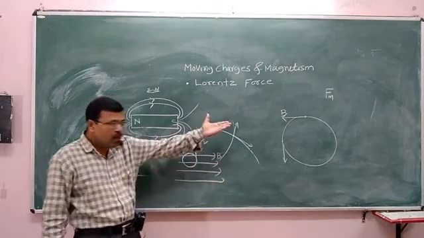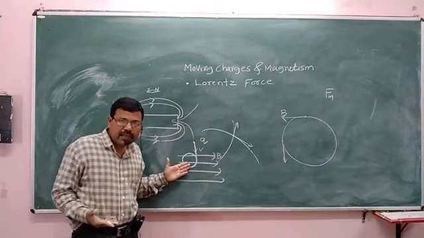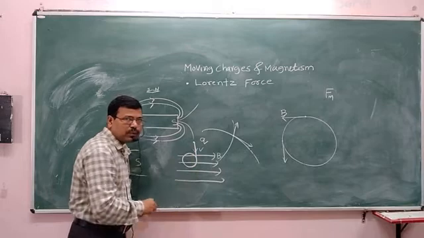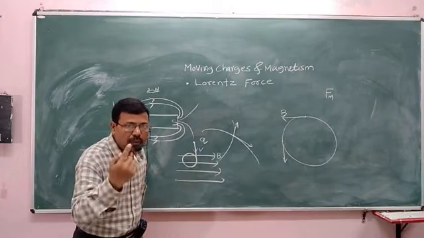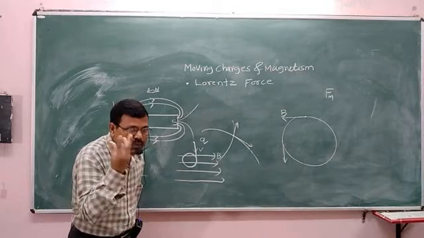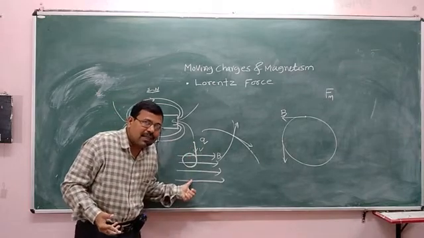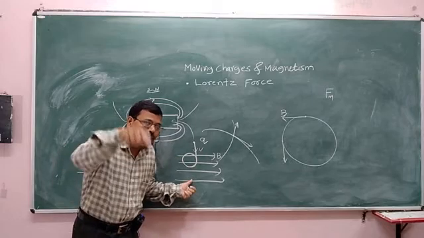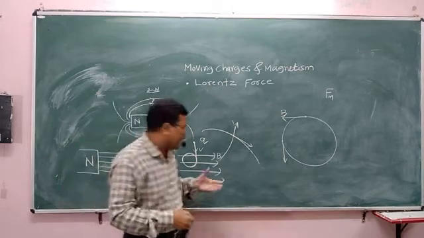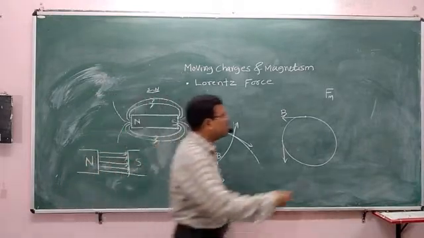Fine. So, Lorentz studied that the magnetic force experienced by a charge depends on the magnitude of the charge, whether that charge is 1 coulomb, 1 microcoulomb, 1 millicoulomb, or 1 nanocoulomb. If the magnitude is large, then the force exerted by the magnetic field on the charge would also be more. So, the magnetic force depends on the magnitude of the charge.